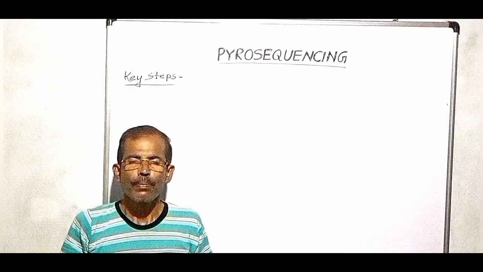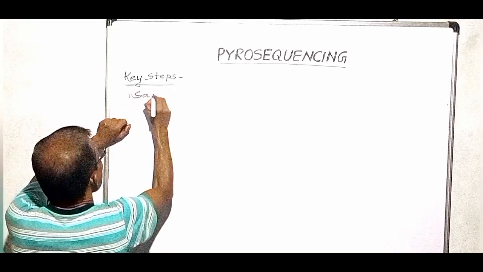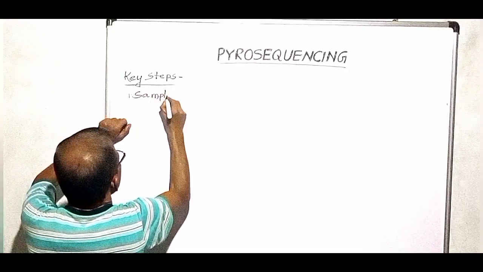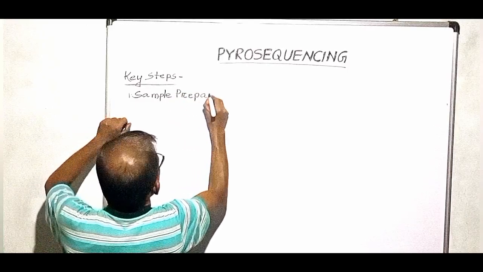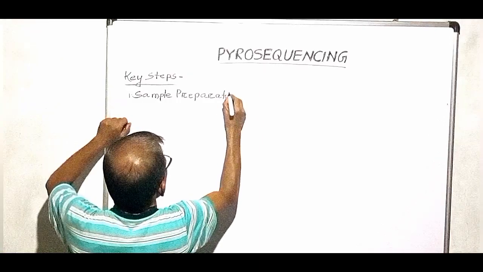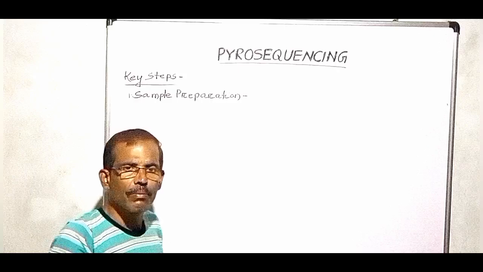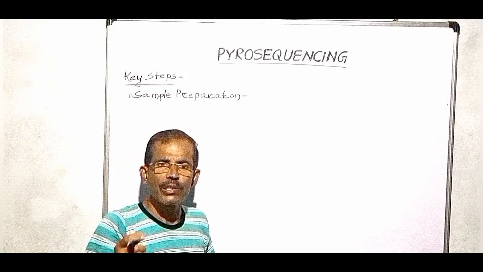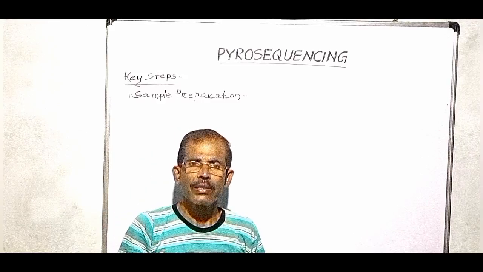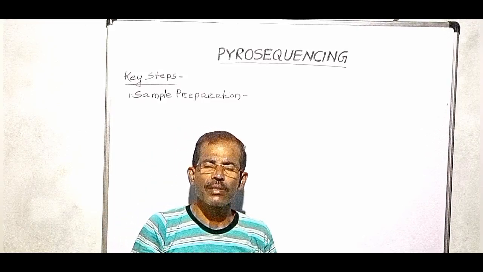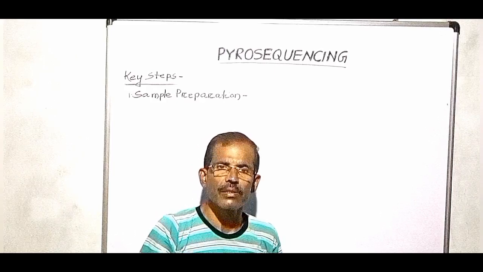Key steps of pyrosequencing. First step is sample preparation. The DNA of interest is extracted from the sample by different methods such as enzyme lysis and mechanical disruption. The extracted DNA is purified and then fragmented into small pieces by using restriction enzymes or mechanical methods.